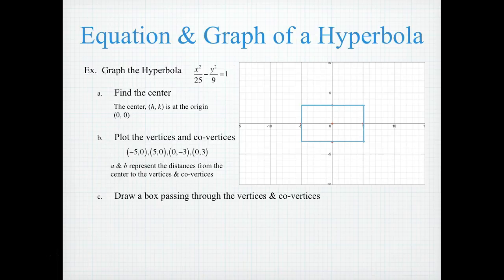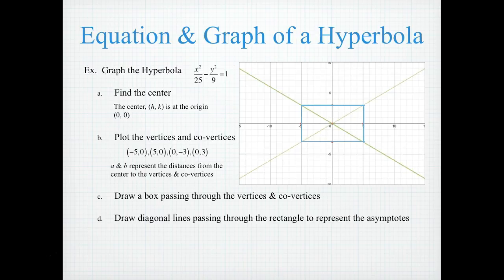So now that I've drawn my rectangle that passes through my vertices and my covertices, I'm going to draw the diagonals of that rectangle. And the diagonals are what provide me with the asymptotes. And the asymptotes allow me to give the hyperbola the appropriate shape.